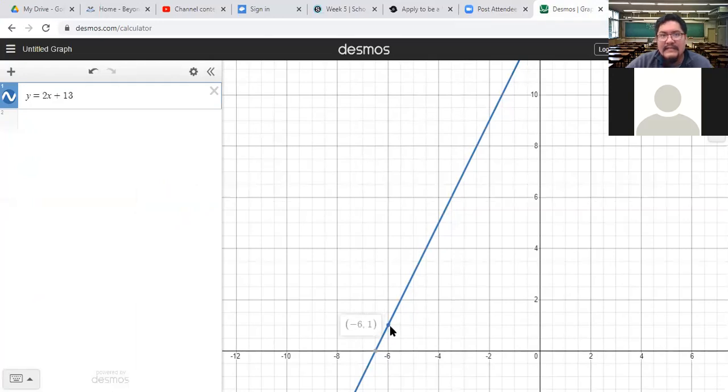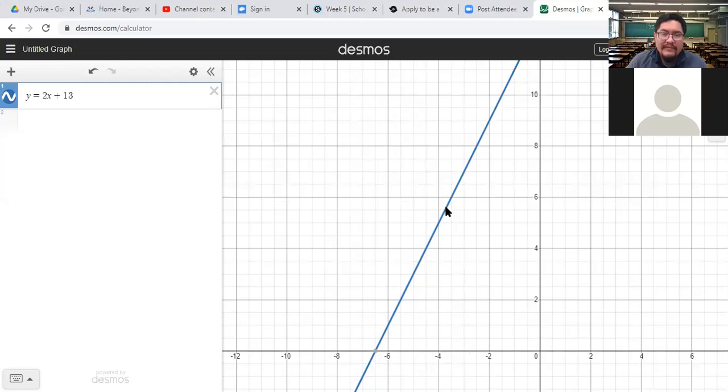Which it does. Okay, it's a little bit of a fine adjustment to get there, but negative 6, 1, true. It does go through that line. The next one it should go through is negative 3, 7, which it looks like it does. And it does. So negative 3, 7. So that was our line number 3. And that's true. So both of them are true.